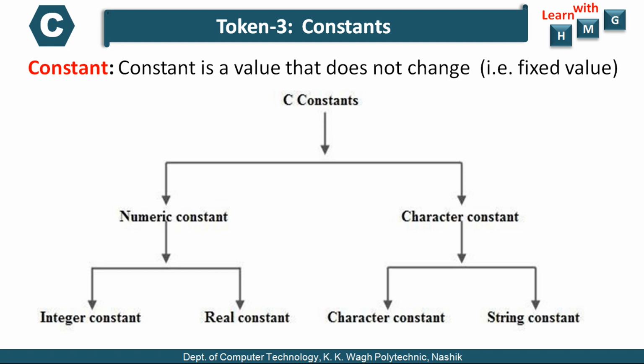Next token, that is constant. Constant is nothing but a value that does not change throughout the program, that is it is a fixed value. There are 2 types of constants, numeric constant and character constant. Under numeric constant there are again 2 constants, integer constant and real constant, and under character constant, there is string constant. So basically there are 4 types of constants, that is integer constant, real constant, character constant and string constant. Let us see one by one.